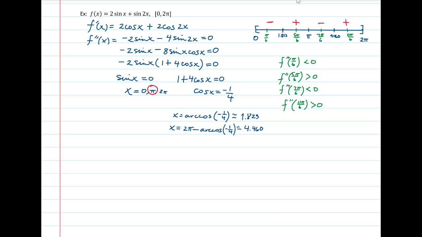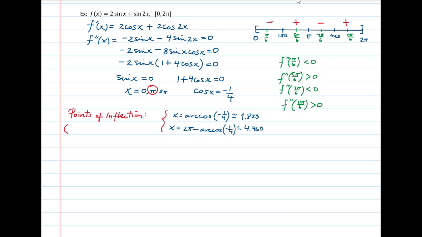Now, since 0 and 2 pi were the endpoints of the interval, we're not going to consider those. We're not considering what happens before 0 or after 2 pi. So we're not counting those. But pi is right in the middle of that interval, and we see the change in concavity. So that's going to be a point of inflection. And so are these two here with the arc cosine. As you can see from the number line, there's a change in concavity there across the board.